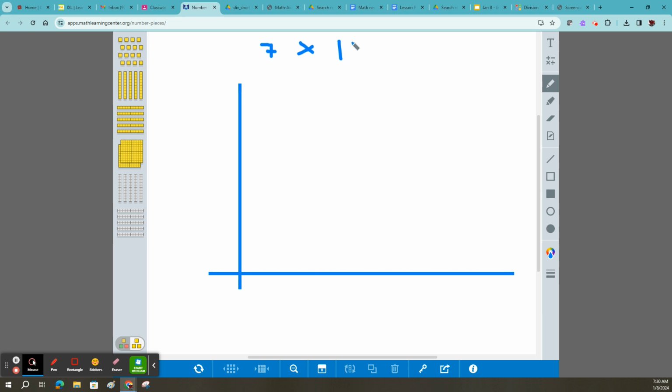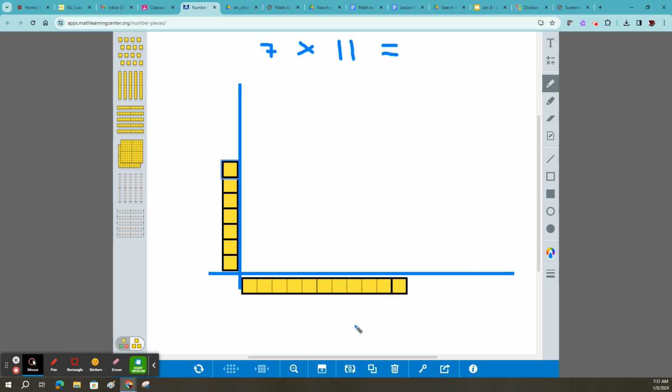So let's go, 7 times 11. Sure, why not? So remember, when we're talking multiplication, each of these numbers, we would call those factors, and the answer they give us is our product. So first, let's list down all of our factors. Got both my factors down. I've got 7 right here, and I've got 11 right there.